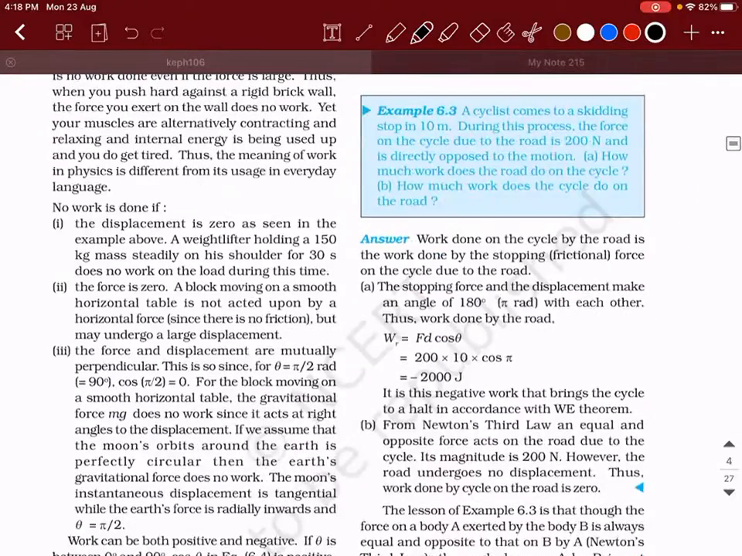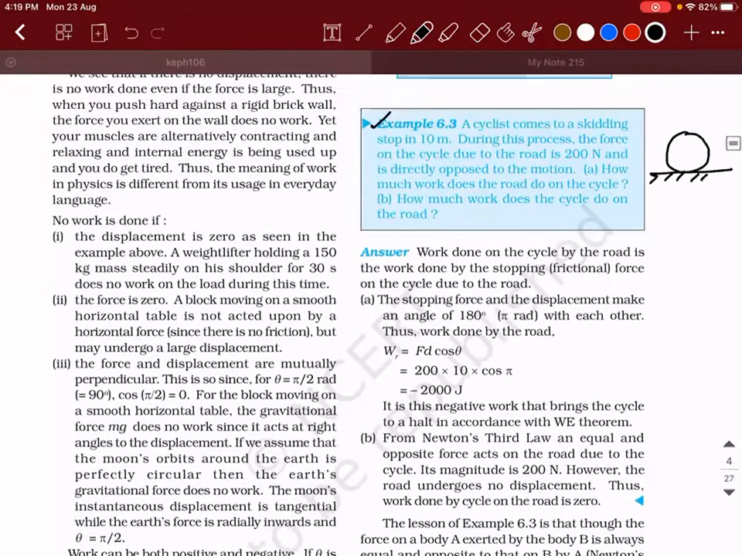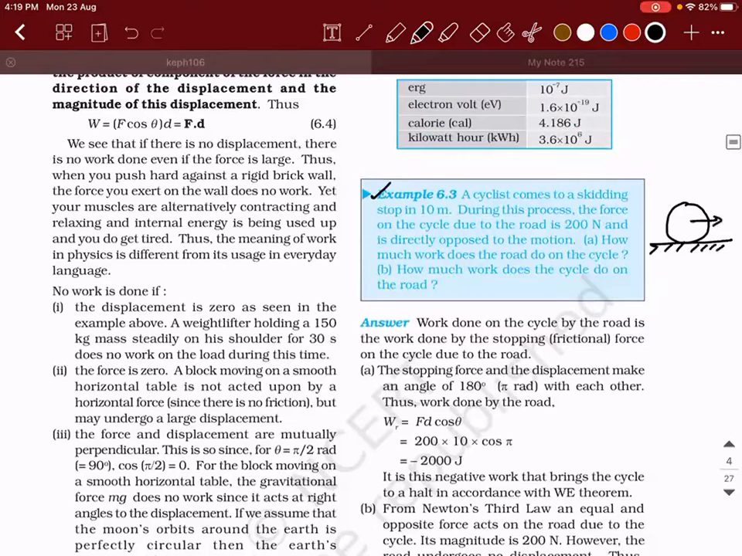Next, try this problem. There is a cyclist who comes to a skidding stop in 10 meters. During this process, the force on the cycle due to the road is 200 Newton and is directly opposing the motion. Let's say he has applied brake and the person is skidding. The cycle is moving in the forward direction, whereas the force acting on it is in the backward direction. It has moved a distance of 10 meters.